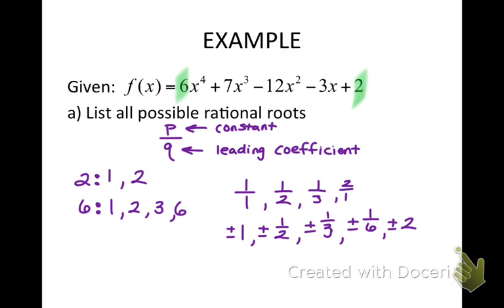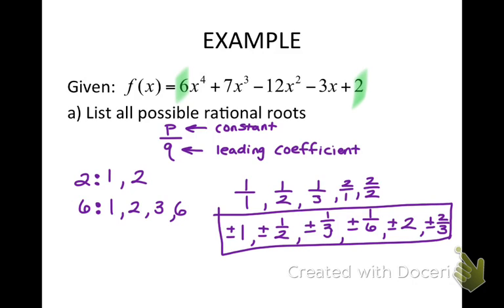So 2 over 1. 2 over 2 would be what? 1. Do we already have 1? Yeah. 2 over 3 we don't have, so let's list that. So plus minus 2/3. And then our last one is 2 over 6, which is 1/3. Do we already have 1/3? Yes. So this would be your possible list of the zeros.